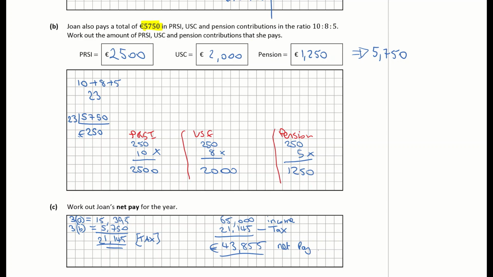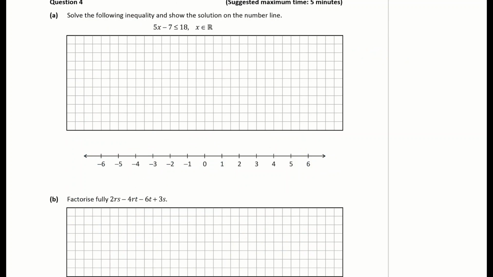Moving on now to question 4. Question 4a. Solve the following inequality and show the solution on the number line below. So the inequality is 5x minus 7 less than or equal to 18. The x ∈ R just tells us that x is an element of real numbers, so x is a real number.